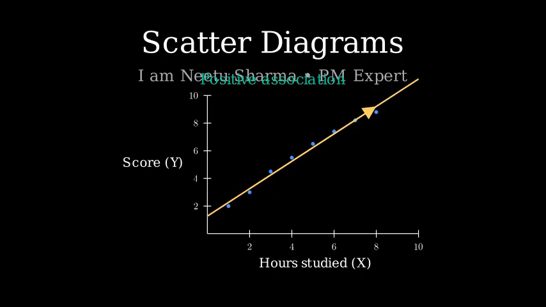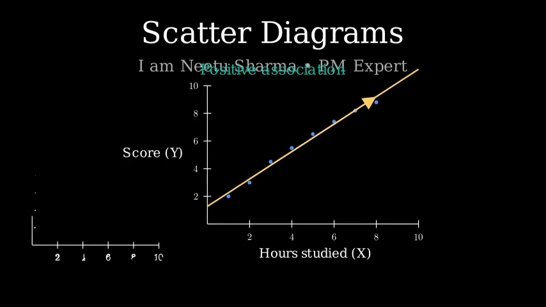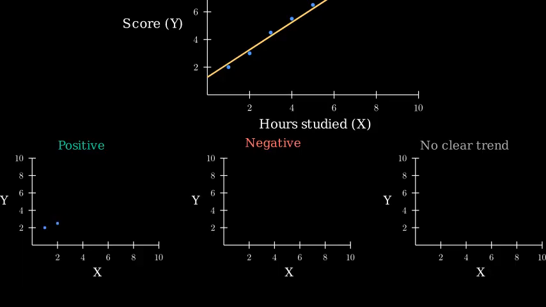If the dots rise together from left to right, we have a positive association. We can even draw a simple line of best fit to summarize the overall trend. Now, let us compare three common patterns side by side: positive association, negative association, and no clear association. Watch how the cloud of points tells the story in each case.